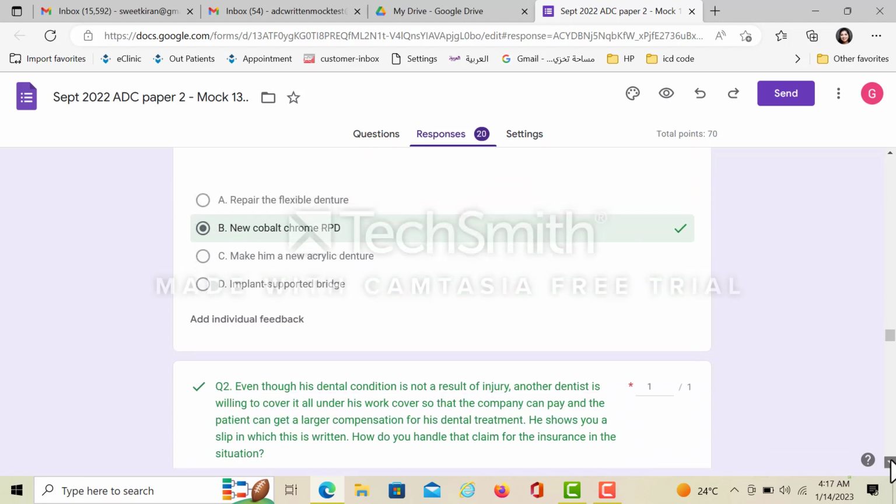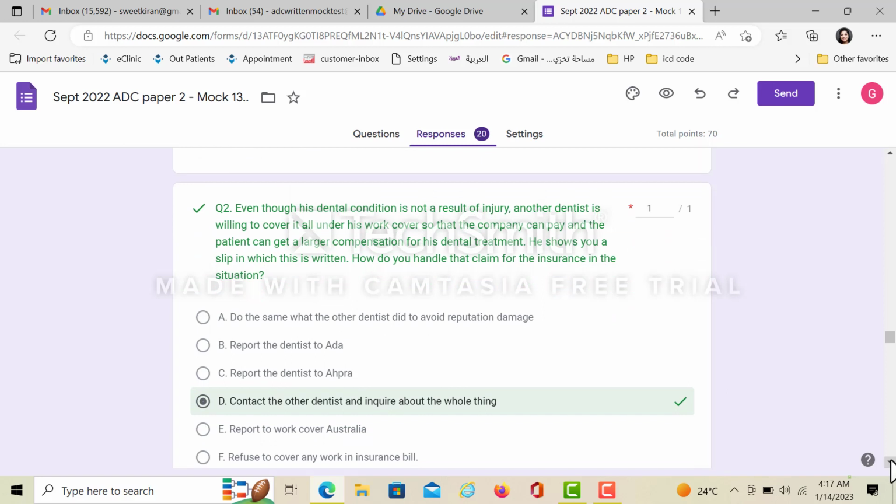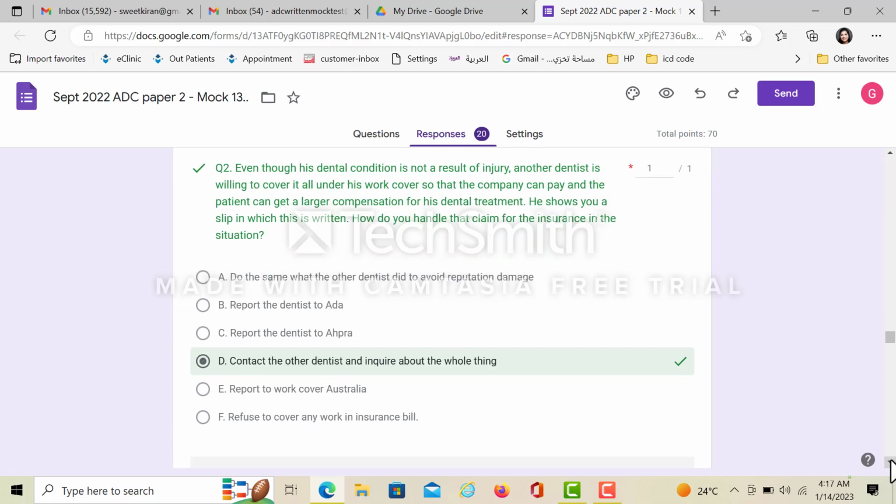Now, even though his dental condition is not a result of injury, the other dentist is willing to cover it, so that the company can pay and the patient gets a larger compensation for his dental treatment. He shows you a slip, just a paper, on which this is written. How do you handle that claim for the insurance in this situation? See, you have to be a very professional person. ADC is asking you this question to check the level of your professionalism.